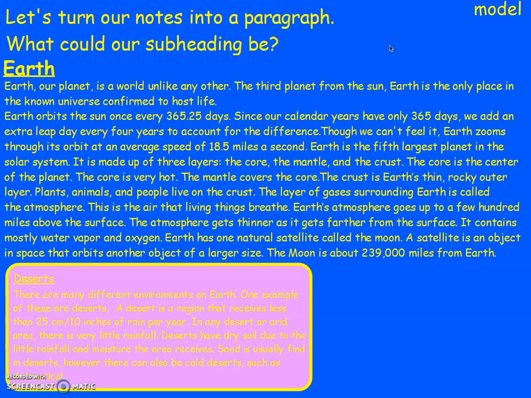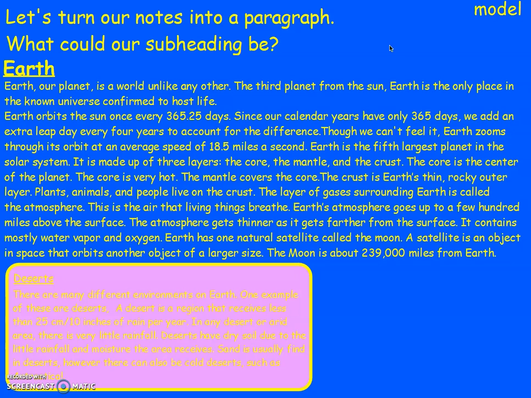So, though we can't feel it, Earth zooms through its orbit at an average speed of 18.5 miles per second. Incredibly fast, isn't it? Earth is the 5th largest planet in the solar system. It is made up of 3 layers: the core, the mantle, and the crust. The core is the centre of the planet. The core is very hot. The mantle covers the core, and the crust is the Earth's thin, rocky outer layer.